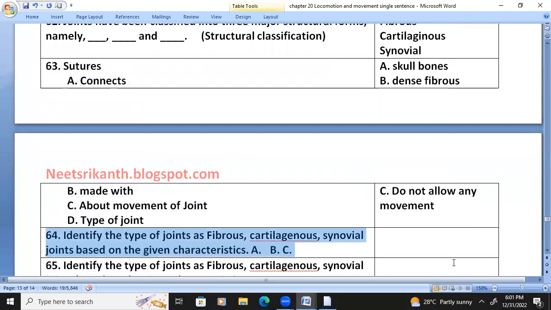Then we have one more question. Suture is what type of joint? It is a fibrous joint. It is immovable and it is fibrous.